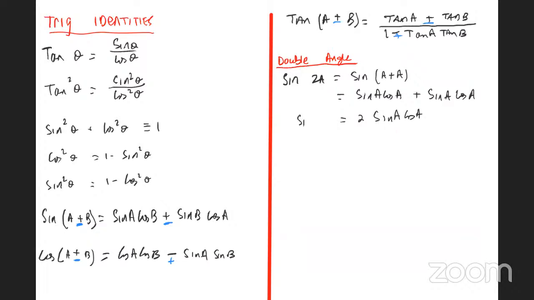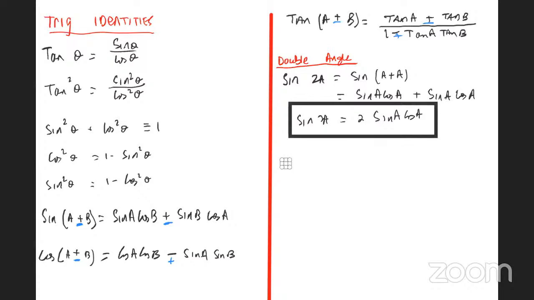Okay, so this is the identity for sine 2A. Then, of course, we have cos 2A. When you work it out, you'll get cos squared A minus sine squared A. Or, if I replace cos squared A with 1 minus sine squared A, you will get 1 minus 2 sine squared A.